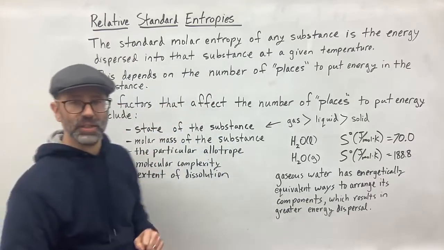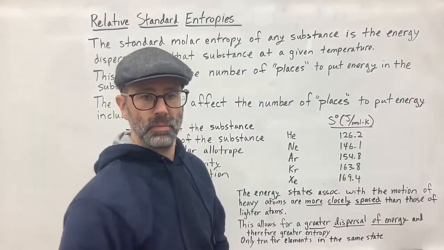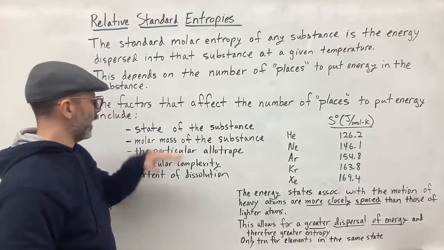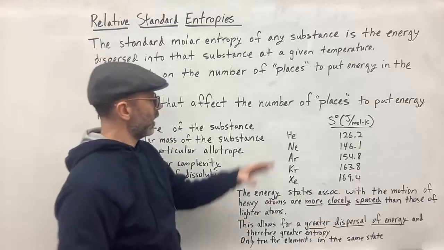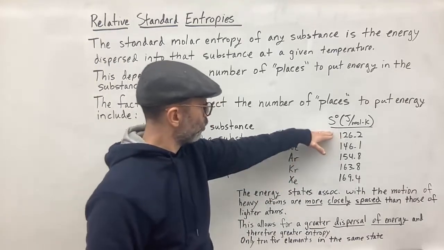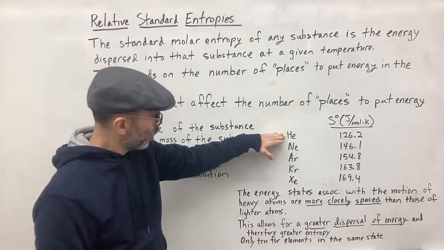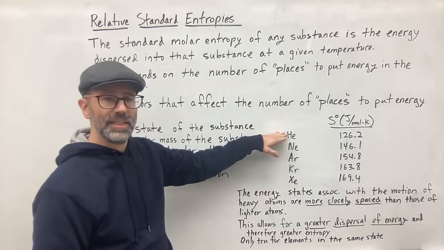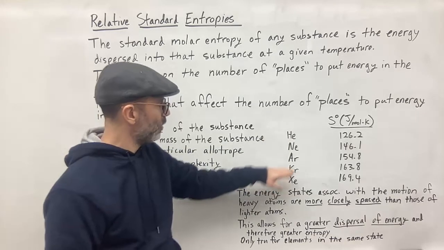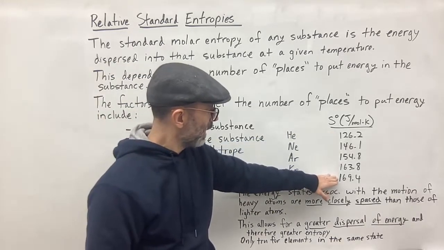And so next we'll do the molar mass of the substance. Okay, so what about the next one? So molar mass of the substance. So here I have a list of the noble gases and their molar entropies, and you can see that as we go down the group, the size of the atom gets larger, the molar mass gets larger as you go down, and you can see that the molar entropy increases as well.